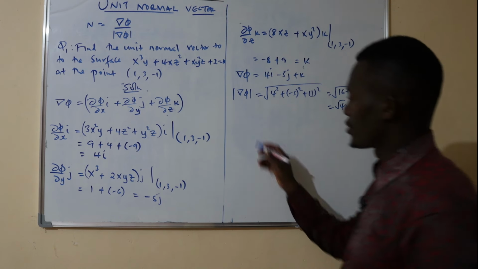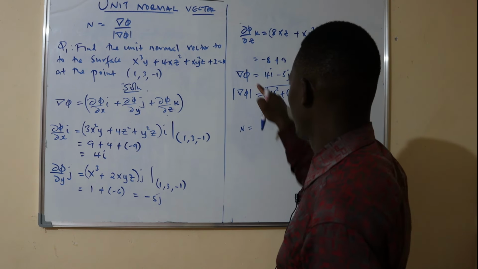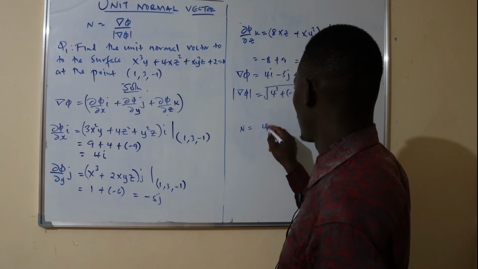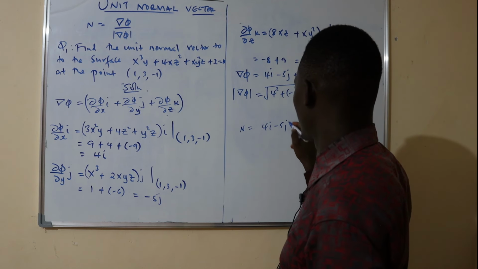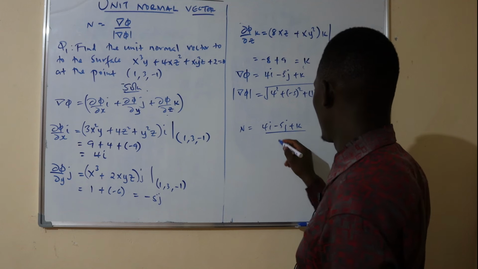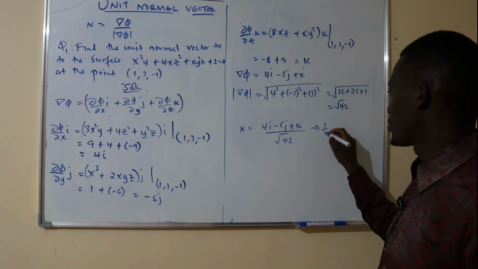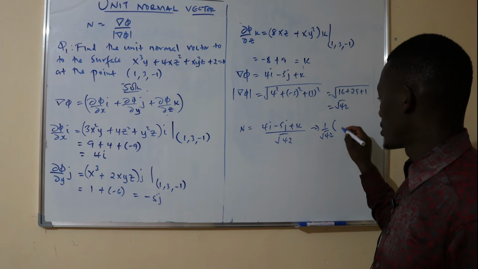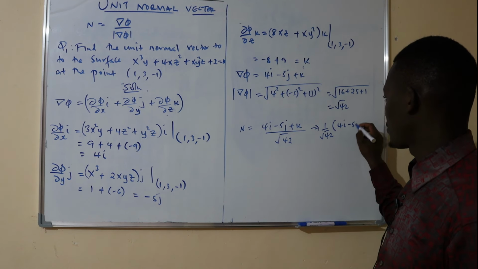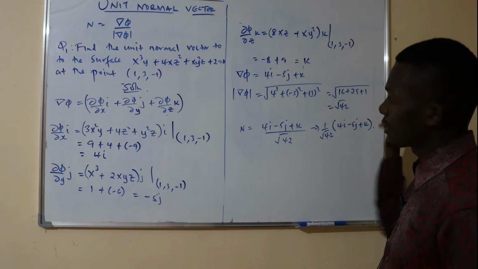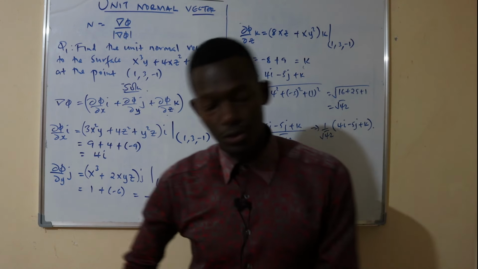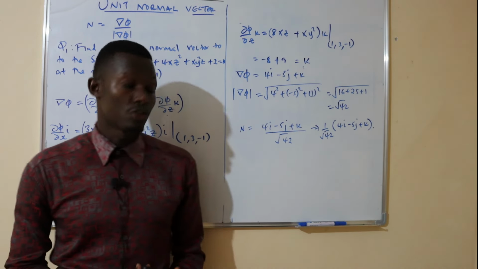Therefore, your unit normal will be given by the grad, which is 4i minus 5j plus k over the root of 42. So you can just rewrite it and say it is 1 over root 42 into bracket 4i minus 5j plus k. And that is how you find your unit normal. Let's check the second example.